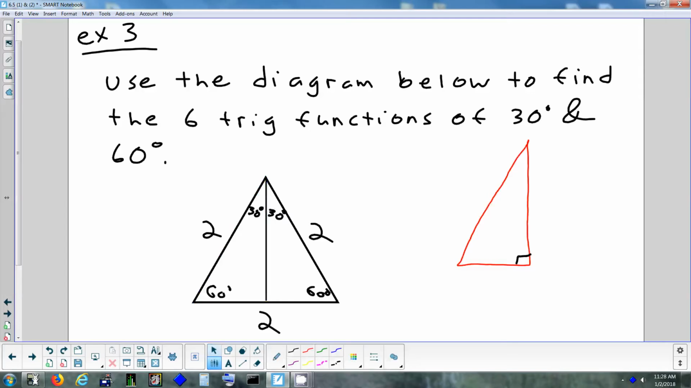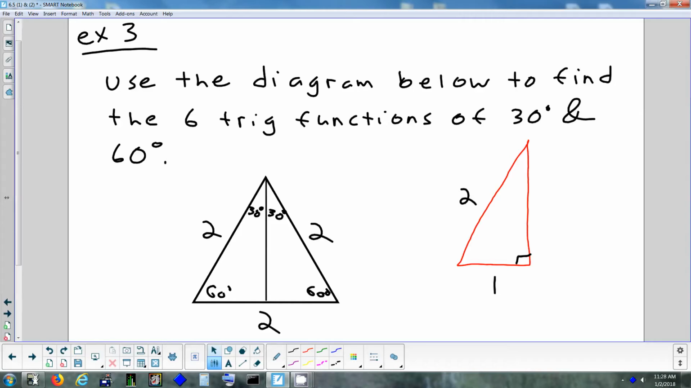Curtis, how long is the hypotenuse in that red triangle? It'd be 2, because it's the side of the equilateral triangle. Any other side that I know the length of? Well, the bottom has to be 1, because we bisected that side. That's a theorem from geometry. If you draw in an altitude, it not only bisects the angle, it bisects the side at the bottom. So each side is 1.